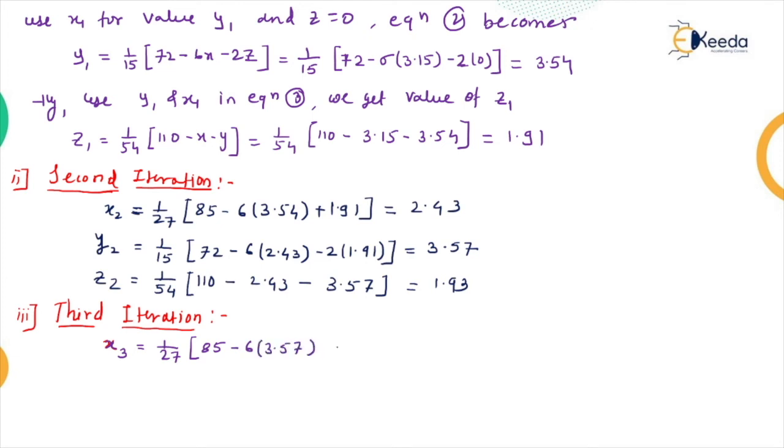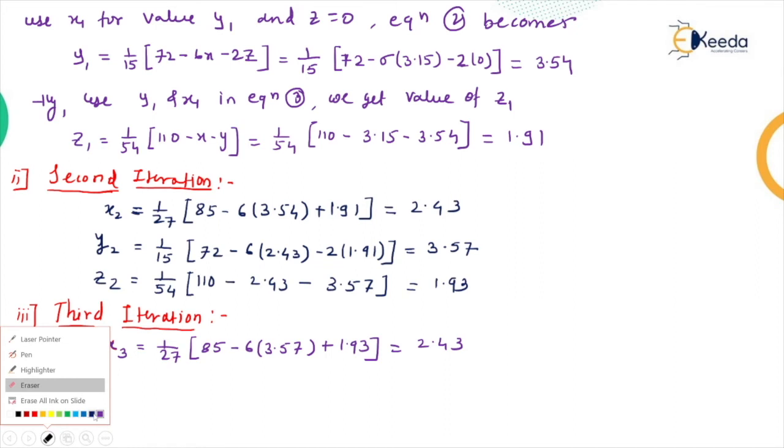Now plus recently z was calculated as 1.93. This is the value of x3. Calculate this value of x3, and after calculating, the value of x3 is 2.43. Now you are taking the next iteration for the third iteration, meaning for the value of y it becomes y3.